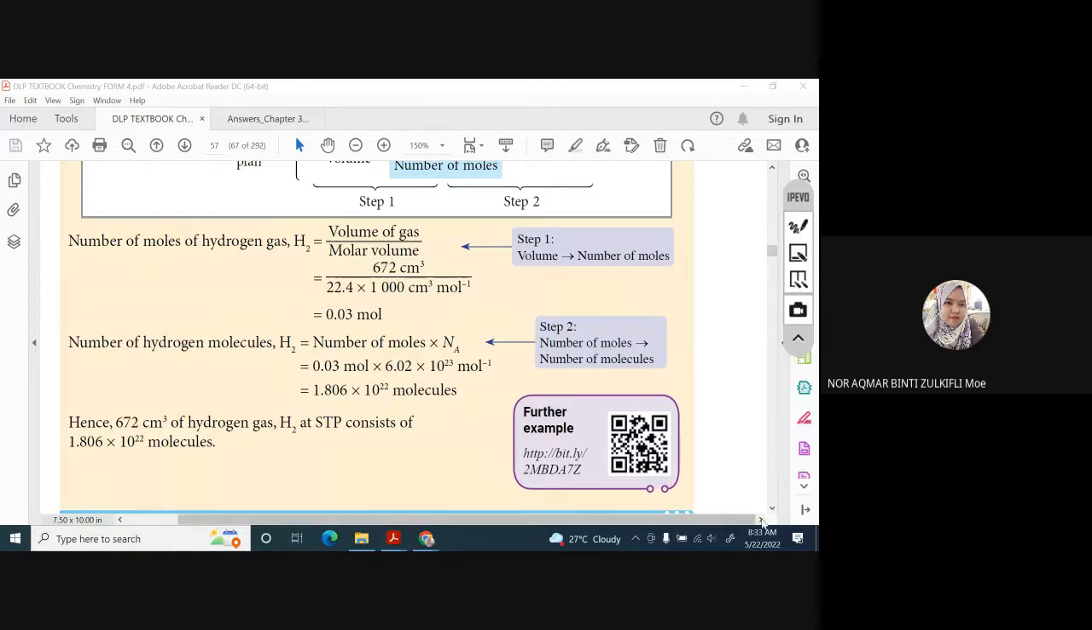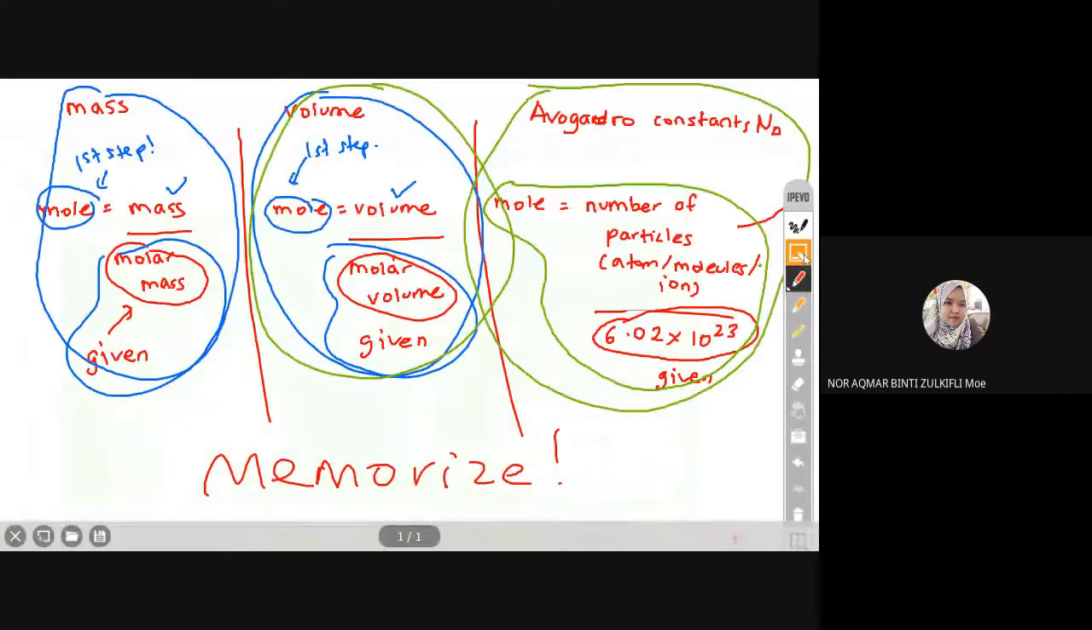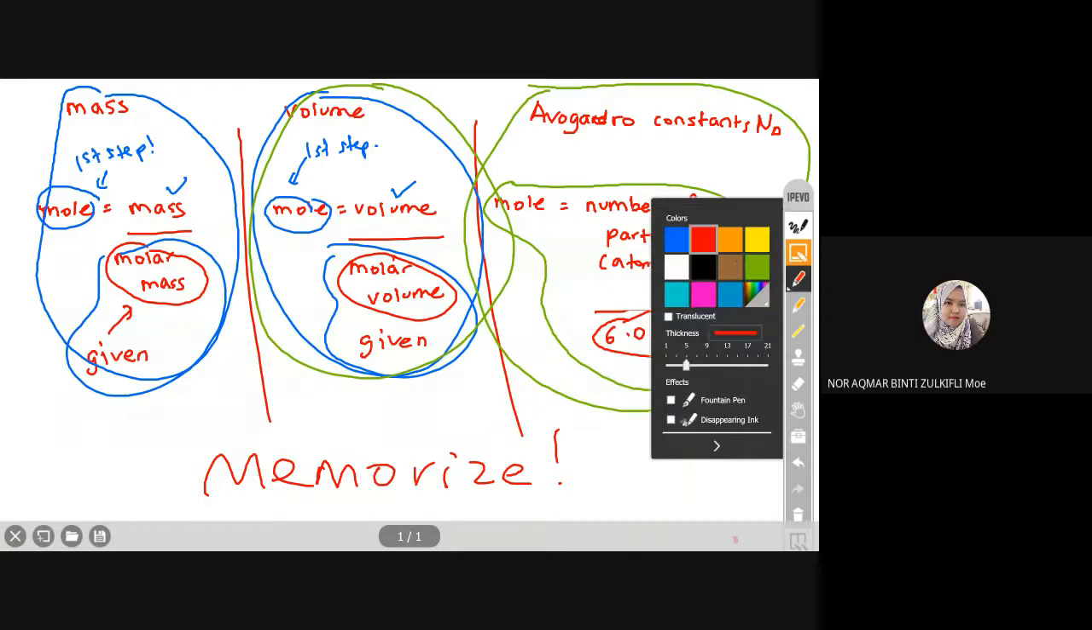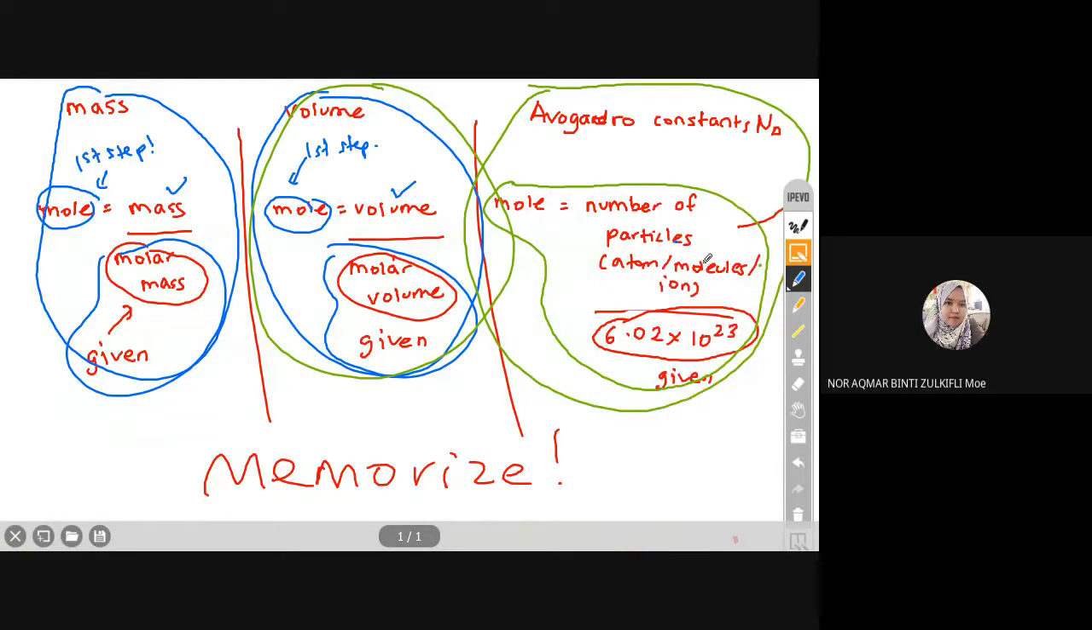Okay, so you have learned these 3 relationships, between mass and volume, or volume with Avogadro constant. So the first step, you must find the number of mole. Then once you get the number of mole, you can solve another problem.